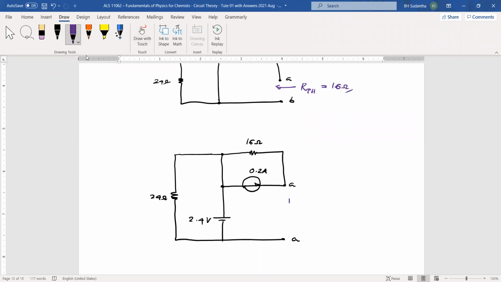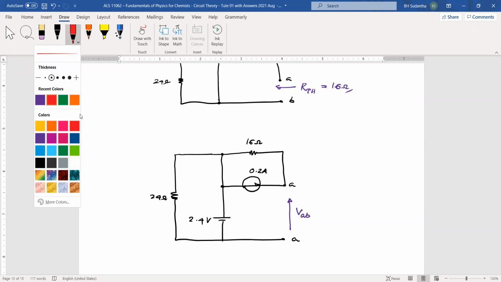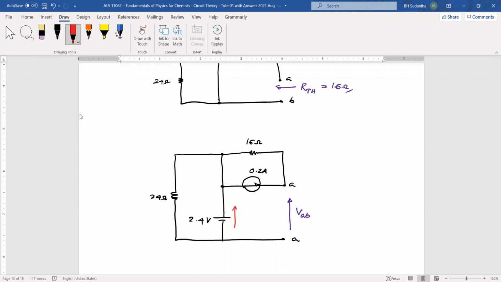And we have to find the voltage across these 2 points, that is VAB. We don't know the resistance of this one, but if you find this voltage, we know that this is 2.4 volts, and the voltage here, this one, that is V2. This is V1, V2, and VAB is V1 plus V2.